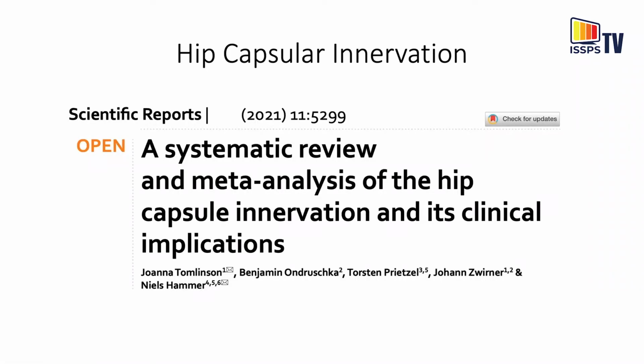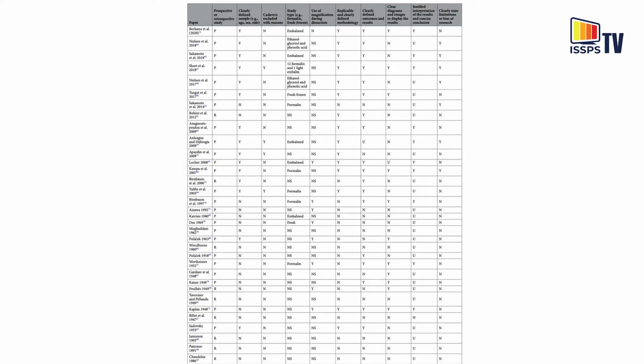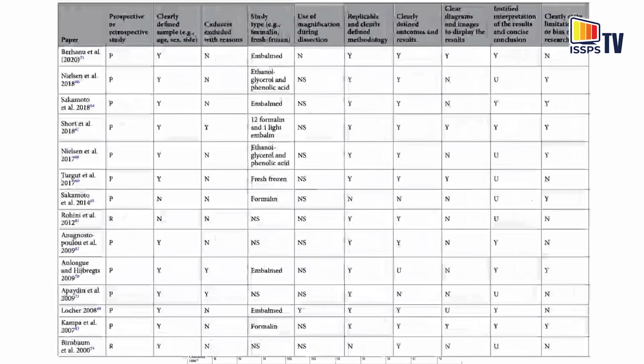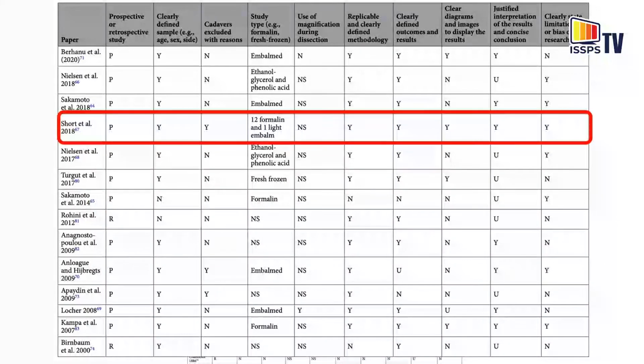Now, interestingly, there is a systematic review and so-called meta-analysis of hip capsule innervation, and I don't see any contribution or any additional information from what we are talking about. But one thing that's quite interesting is they use different descriptors to quantify and see whether they are good studies. Suffice it to say, we are the only study that strikes every single point in all the descriptors.